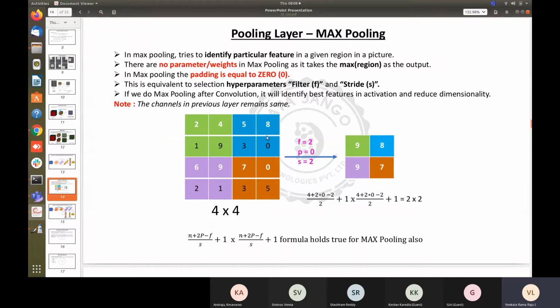Okay, but there is no activation function as such. It is just an aggregation function, not an activation function. So whether you want to take max or average. Average pooling means you take all these numbers, sum it, divide by 4, you take the average here. Okay. So here also max pooling, here also max pooling.